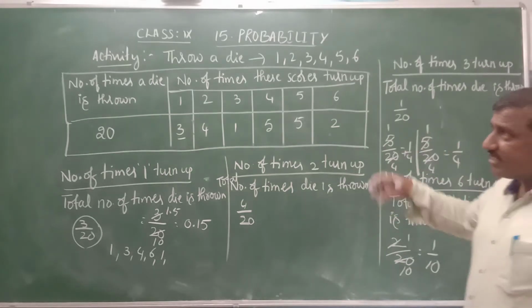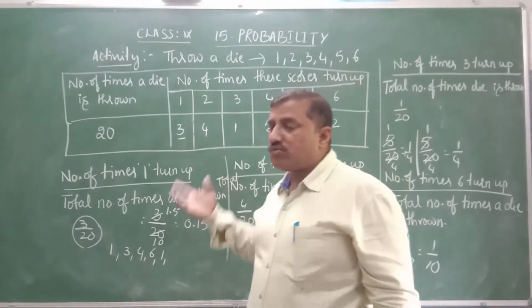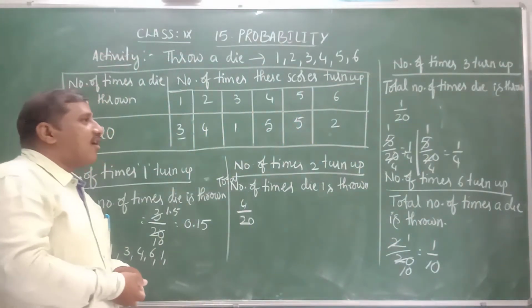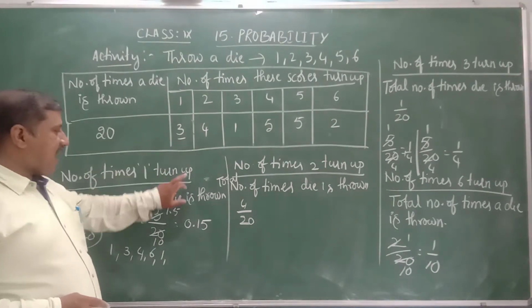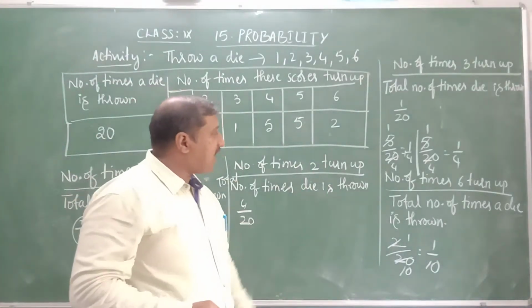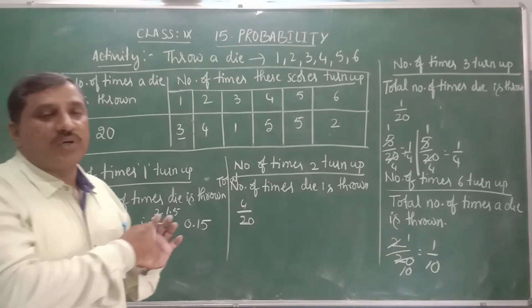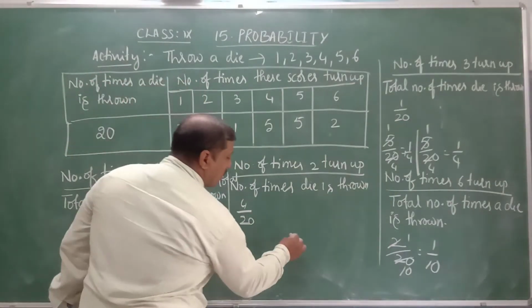Now, if we increase the number of times of throwing a die from 20 to 40, 60, 100, 500 like this, we will observe that these fractions, 3 by 20, 4 by 20, 5 by 20 and 2 by 20, whatever we got, reach nearer and nearer to 1 by 6, 1 over 6.